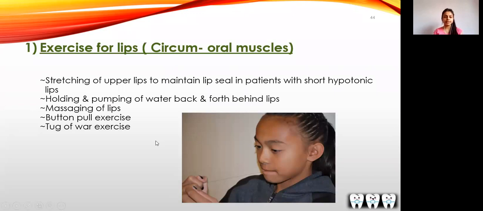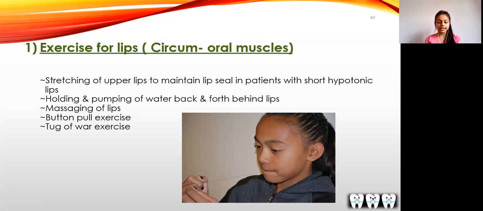The exercises for the lips and the circumoral muscles include stretching of the upper lip to maintain the lip seal in the patient with short and hypotonic lips, holding and pumping of water back and forth behind the lips, and massaging of the lips. In button pull exercises, a button of half diameter is used and a thread is passed through the hole. The button is placed behind the upper and lower lips, and the thread is stretched. The patient is asked to pull the thread, and the upper and lower lips resist the pulling force created by the patient, as seen in the figure.